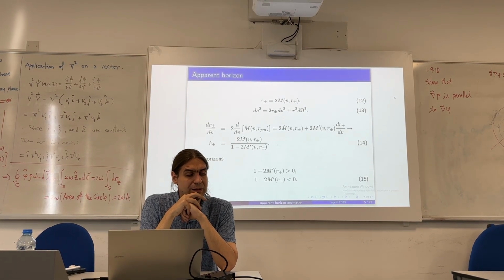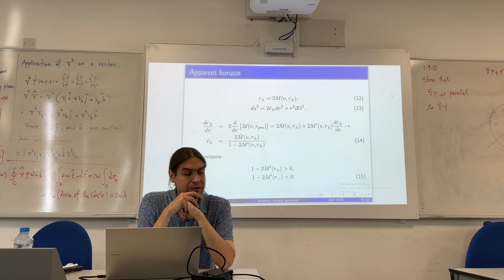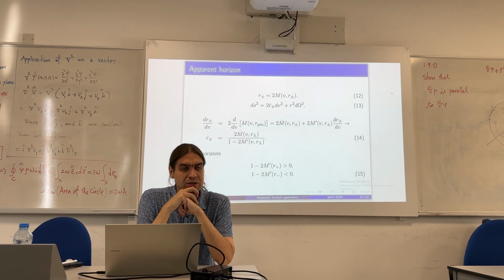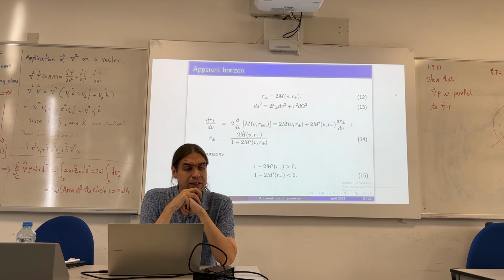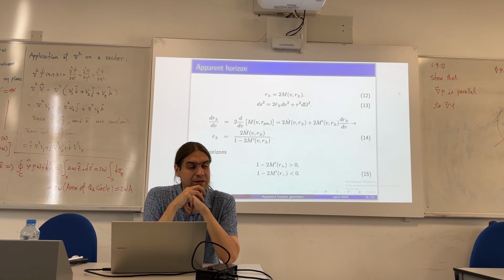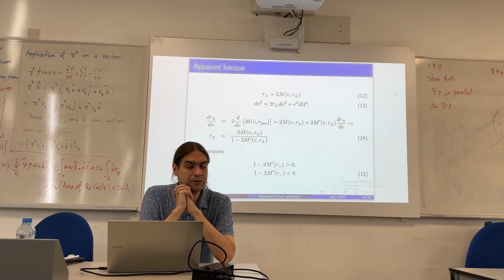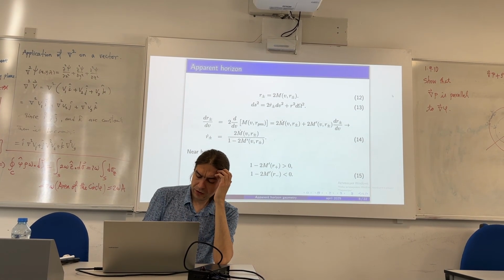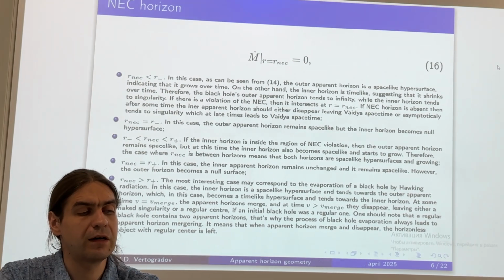When we consider the inner apparent horizon, then it's shrinking. It's a time-like hypersurface. So when we consider enough time, then this inner horizon tends to the singularity, and if we consider asymptotic behavior, the whole black hole should tend to Minkowski space-time. It's inevitable.